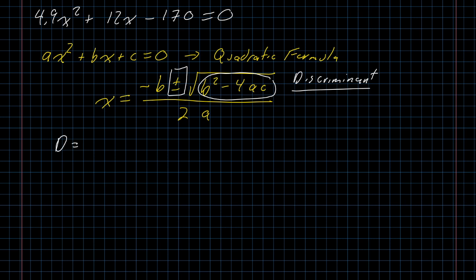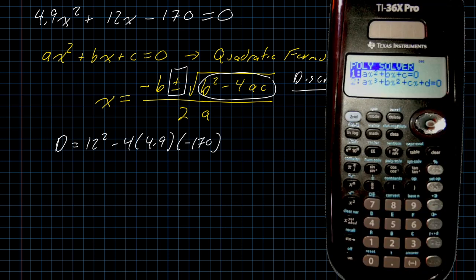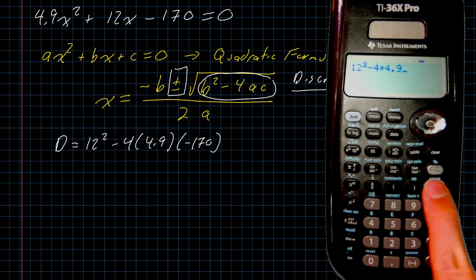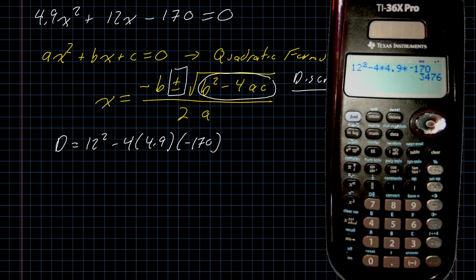All right, but we need B. B is still 12. We need A, which is 4.9, and we need C, which is negative 170. We then need a calculator. Without a polynomial solver, we just need 12 squared minus 4 times 4.9 times negative 170. And my calculator tells me that that is 3,476.